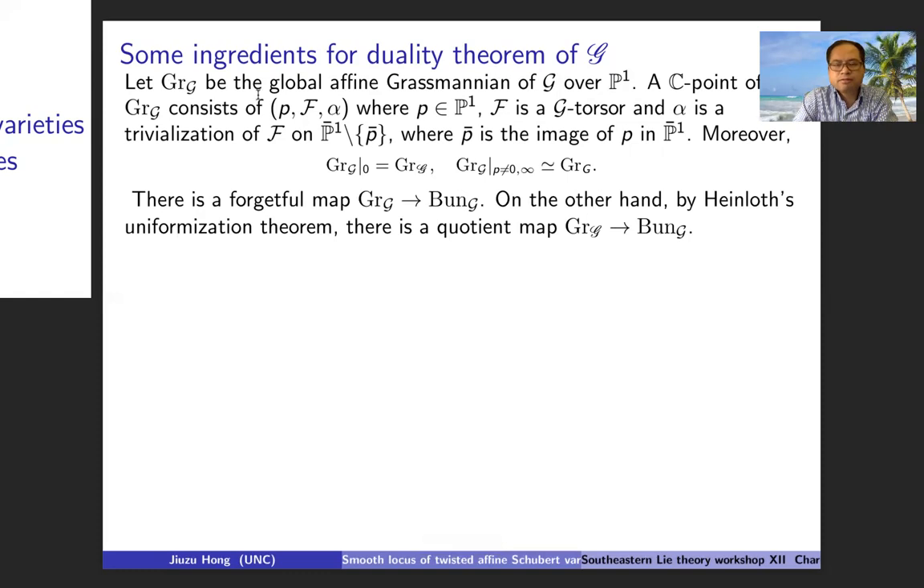And this global Affine Grassmannian, if you take the fiber at zero, we exactly get the twisted Affine Grassmannian. And if you take the fiber outside zero and infinity, we exactly get the usual Affine Grassmannian. Okay.